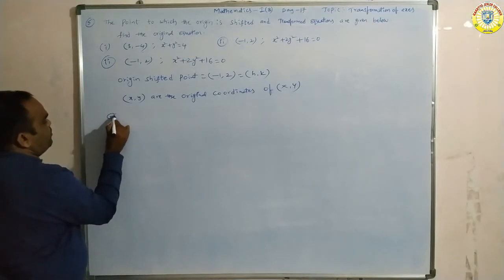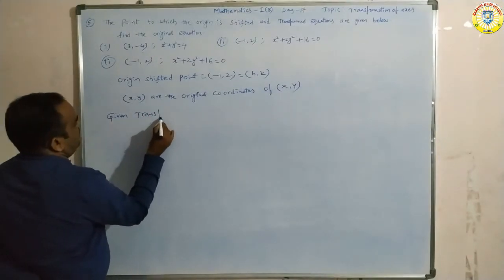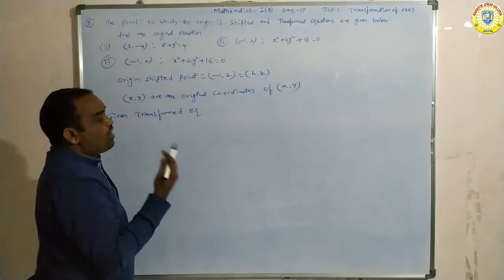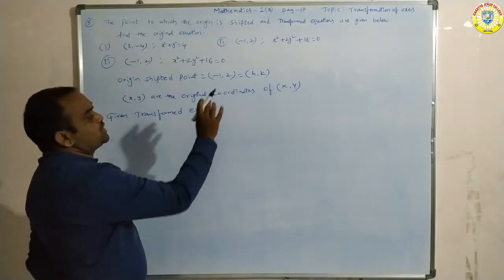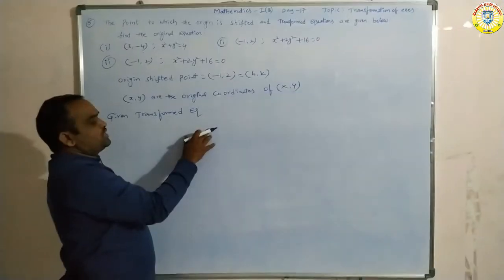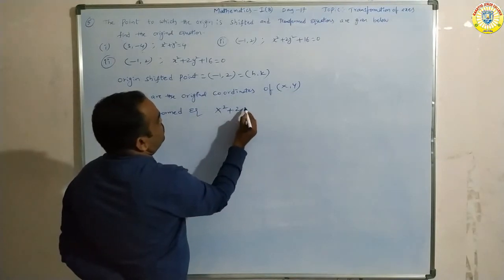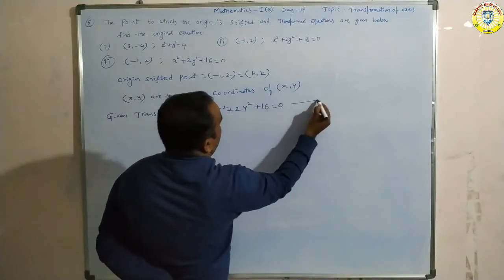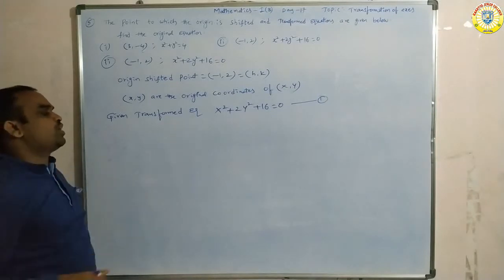The given equation is the transformed equation. What are the transformed variables? Capital X, capital Y. That's why in our equation we are writing capital X. The transformed equation is capital X square plus 2 into capital Y square plus 16 is equal to 0. These are the transformed variables, and this is the transformed equation.